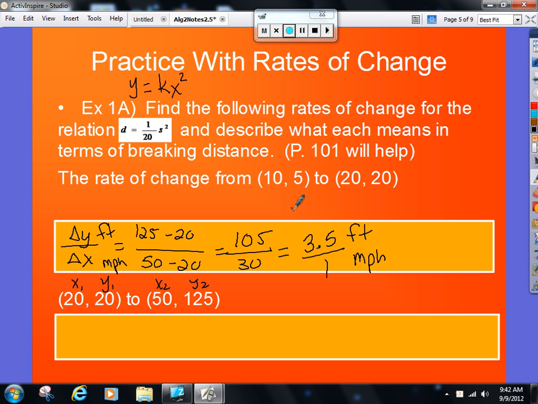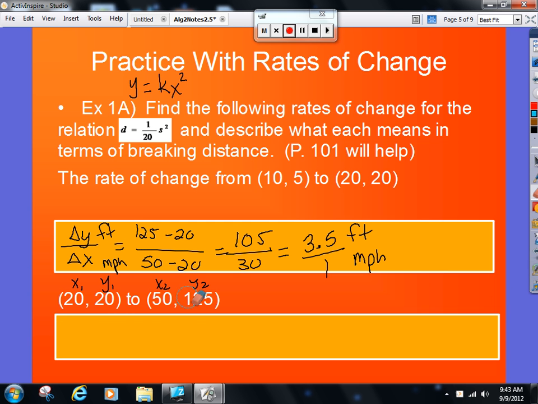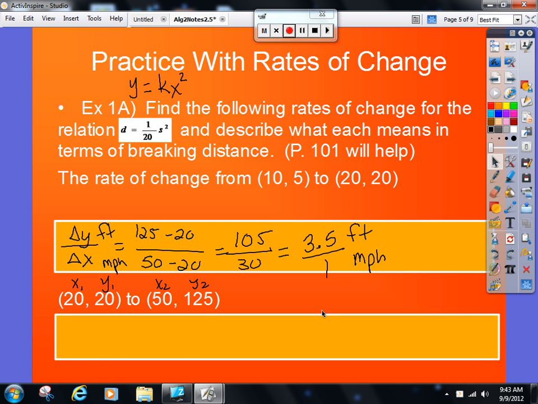That's saying if you're going from the speeds 20 miles per hour to 50 miles per hour, it will take us 3.5 feet to stop for every 1 miles per hour change. That should make sense to you. If you're going faster, it's going to take you on average more feet to stop per speed. Okay? But it's a different value than we got from those first ones. So it is imperative that you give that disclaimer from 20 to 50. Okay? And we already wrote that down right there.